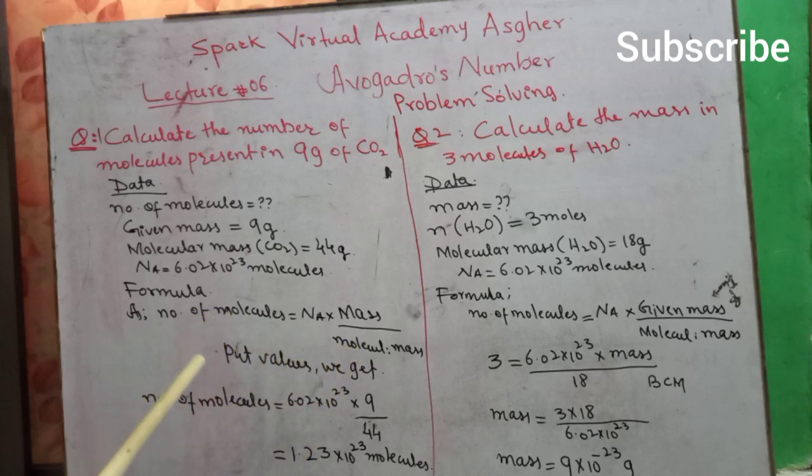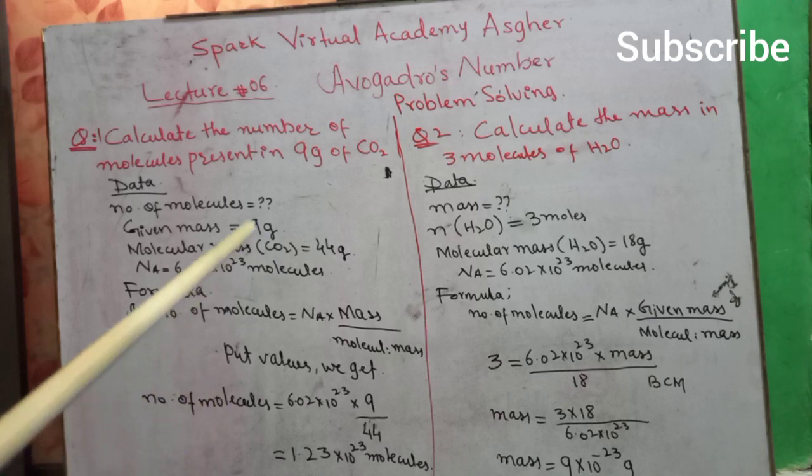Number of molecules we have to find out, so it will remain same. However, instead of Na, we will put its value, that is 6.02 into 10 to the power 23. Mass is 9, we put 9 there, and it is divided by 44. By solving this complete value, we will get the answer that is equal to 1.23 into 10 to the power 23. And the unit will be molecule because we are determining the number of molecules.